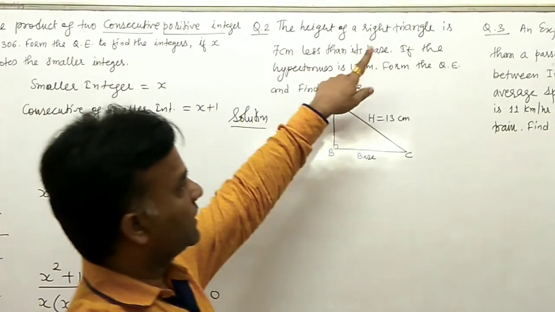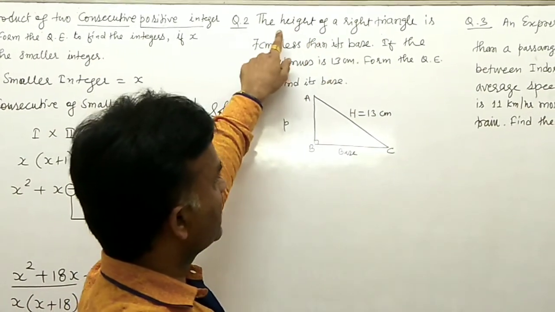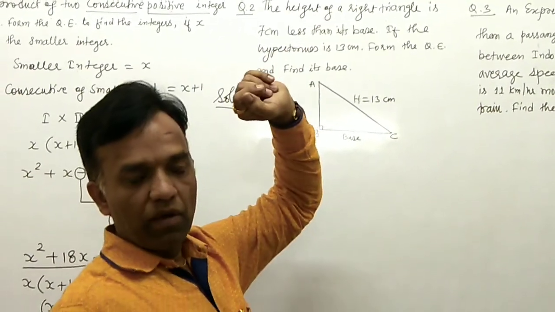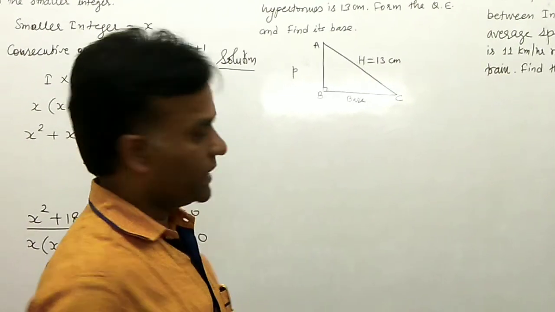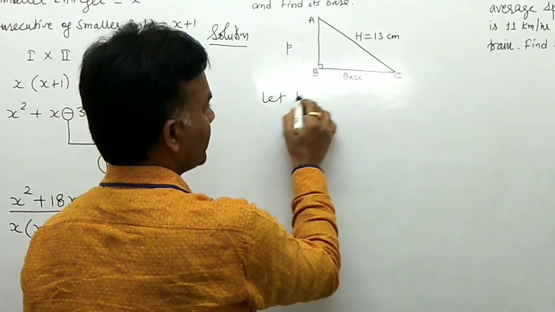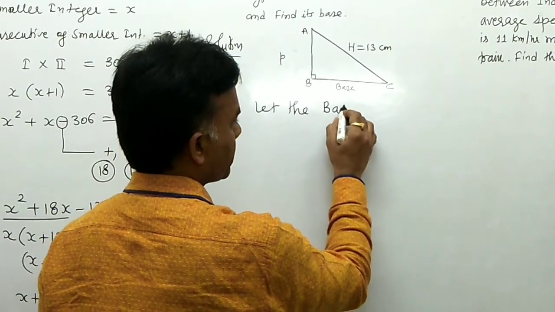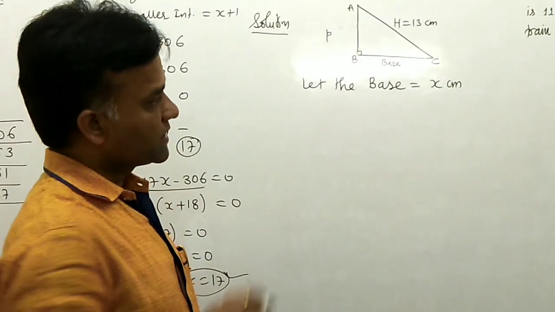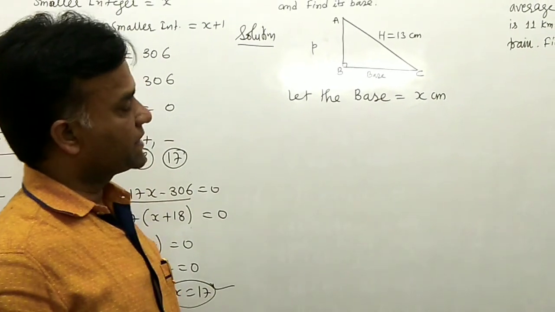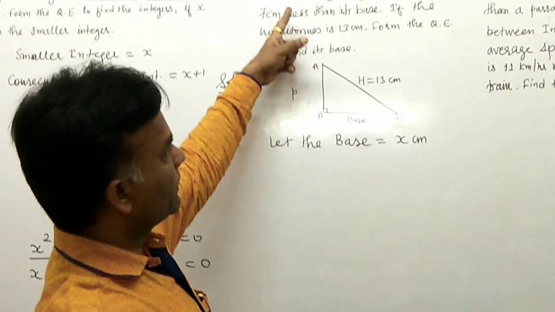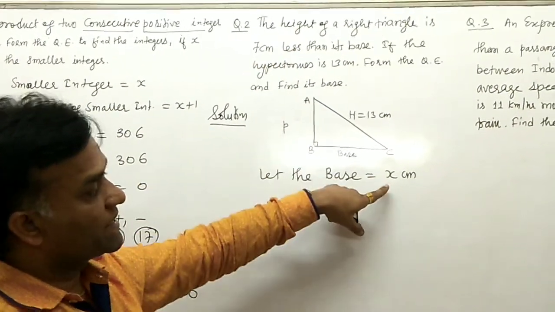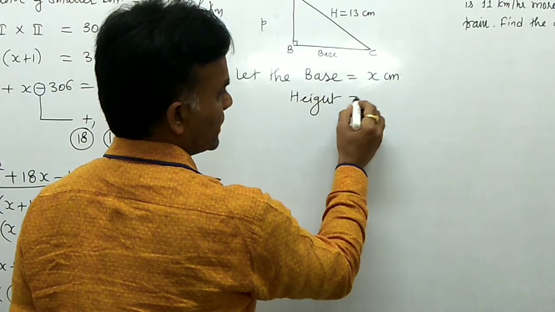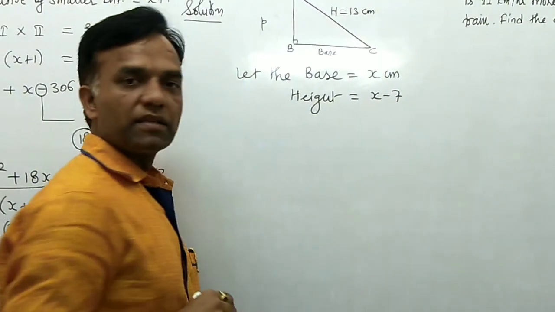But now height and base are related, because they are related with the particular term, 7 cm less than its base. The base is mentioned, but we don't know the base. So first we assume, let the base equal to x centimeter. Now we know the value of base is x, and this value is compared with the height. Height is 7 centimeter less than this base, so height equal to x minus 7 centimeters, it means you subtract 7 centimeters.